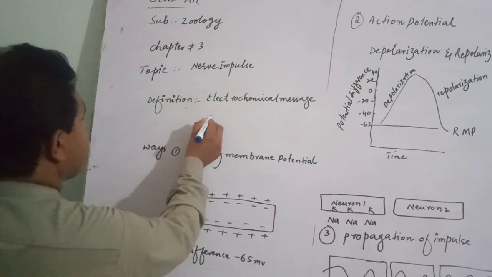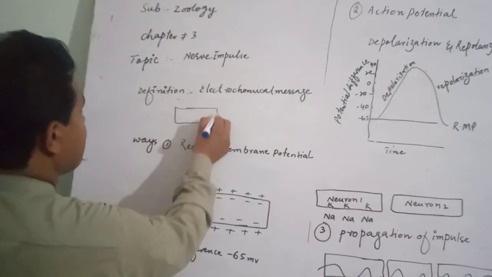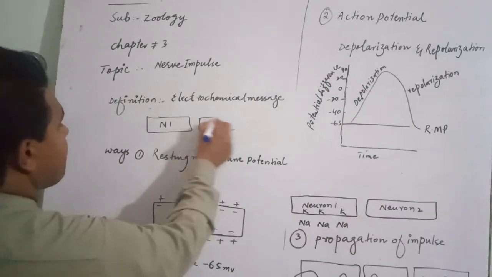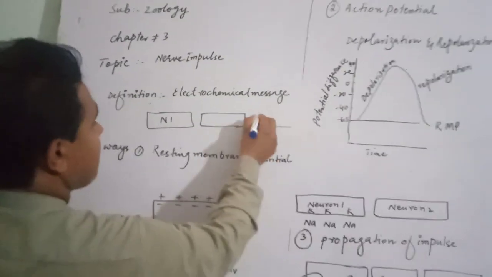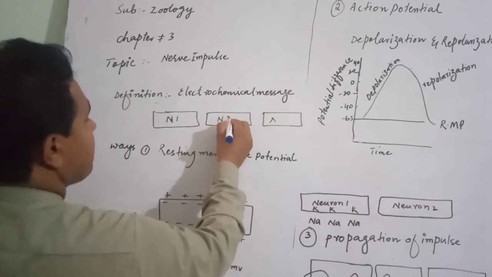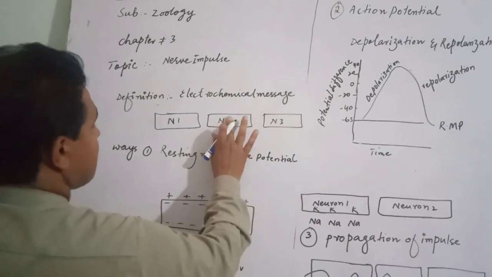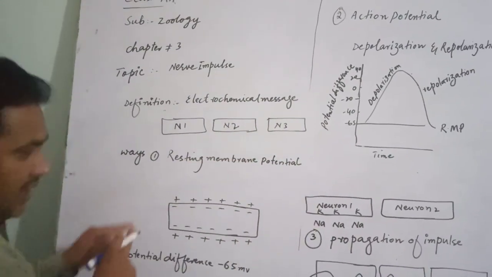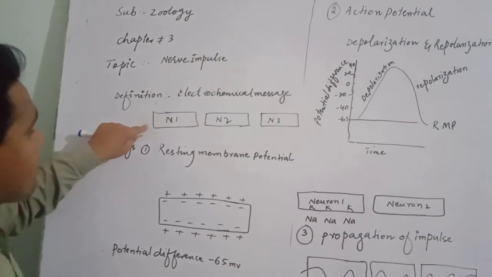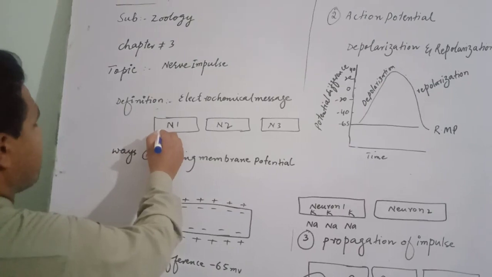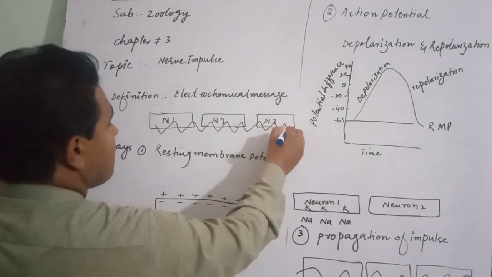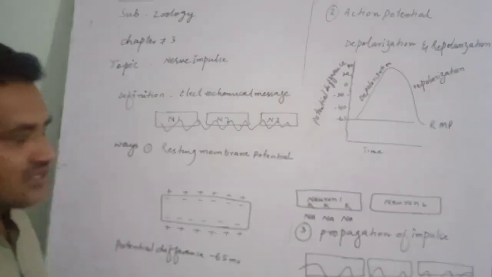Suppose I have two neurons. This is neuron number 1 and this is neuron number 2. This is neuron number 3 and neuron number 2, neuron number 3. How the impulse travels from one neuron to another neuron, we have to discuss it.